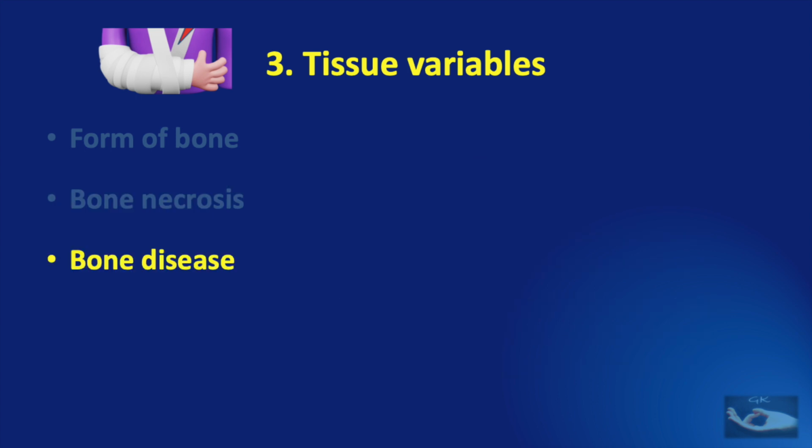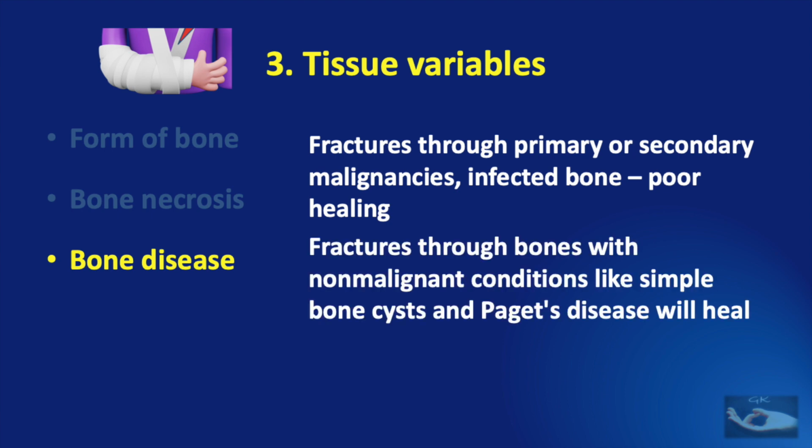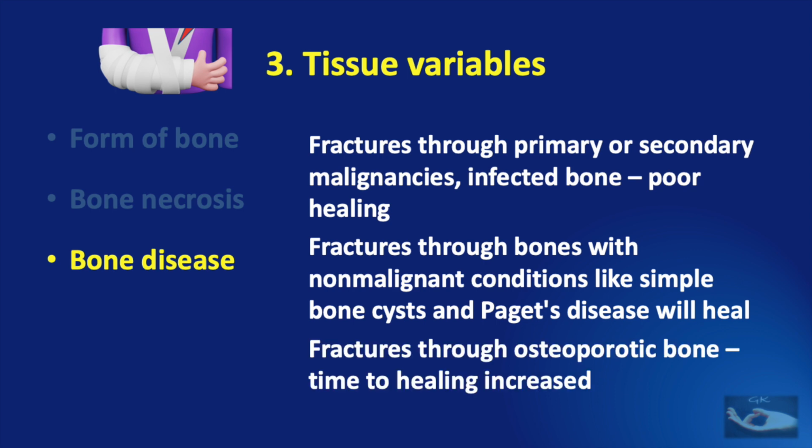Fracture of a bone with an underlying bone disease can also affect the healing of the fracture. Fractures through primary or secondary malignancies or infected bone will have poor healing. But fractures through bones with non-malignant conditions like simple bone cysts or Paget's disease can heal quite normally. When there are fractures through osteoporotic bone, the time to healing is increased.